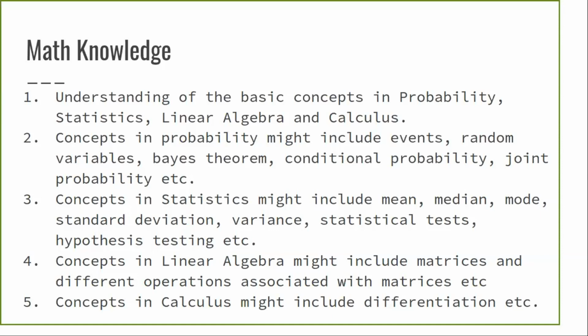Concepts in statistics might include measures of central tendency like mean, median, mode, or measures of variance like standard deviation, variance, and statistical tests that you could use to check correlation between two variables, depending on the kind of variables, right? If it is a categorical variable or a nominal variable, all these things come into picture. Hypothesis testing is one. Experimentation. How do you do a hypothesis testing?